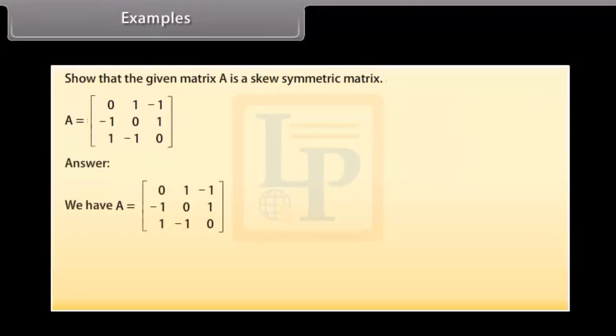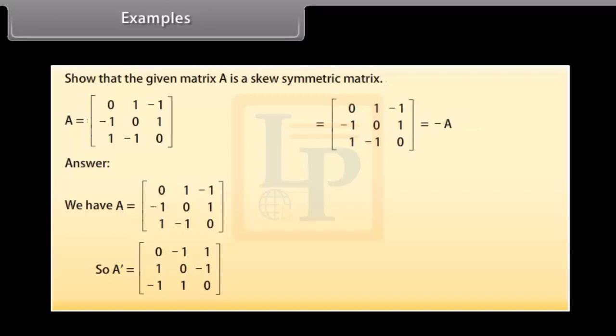Examples. Show that the given matrix A is a skew-symmetric matrix. We have given A, so A transpose is the matrix row-wise, first row 0, minus 1, 1, second row 1, 0, minus 1, third row minus 1, 1, 0. We can see that this is equal to minus A. Therefore, A dash is equal to minus A. Hence, A is a skew-symmetric matrix.